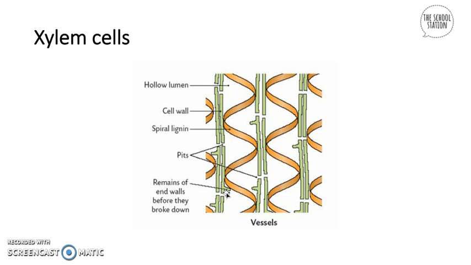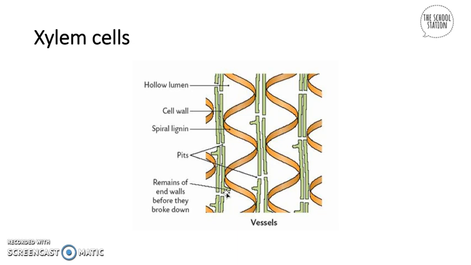So it goes from being alive, and then when it dies, it forms these long hollow tubes, and it allows water and mineral ions to move easily through them, so that it can go faster. So they work while they're alive and while they're dead.